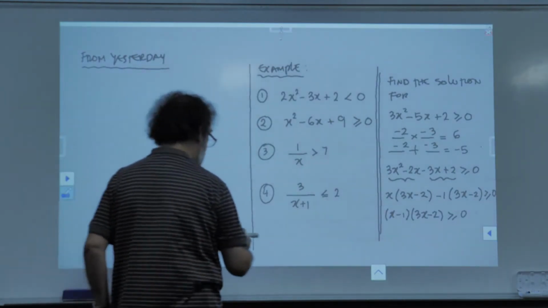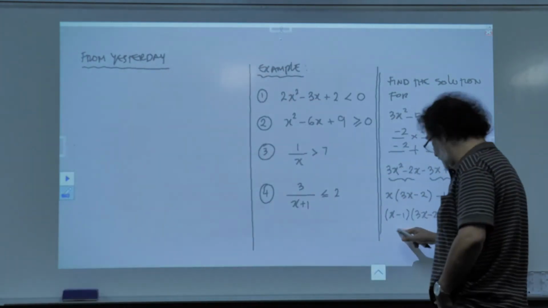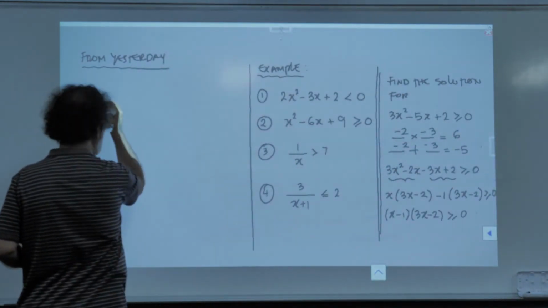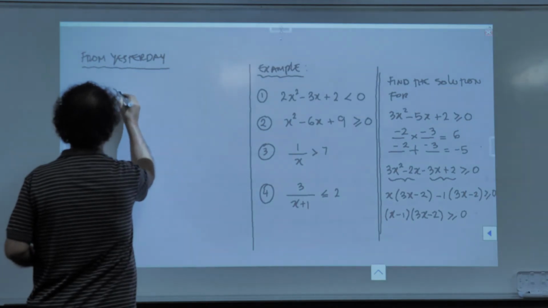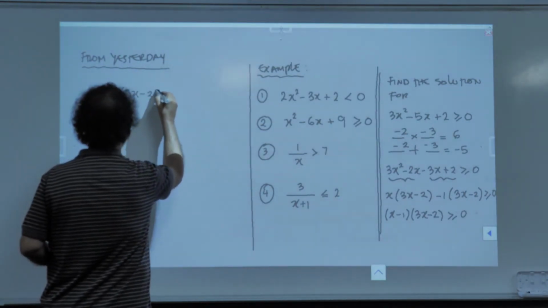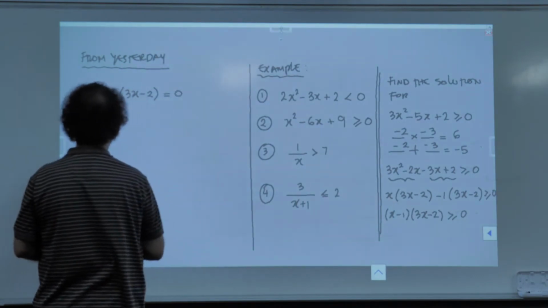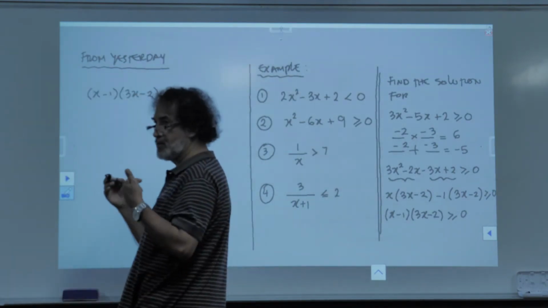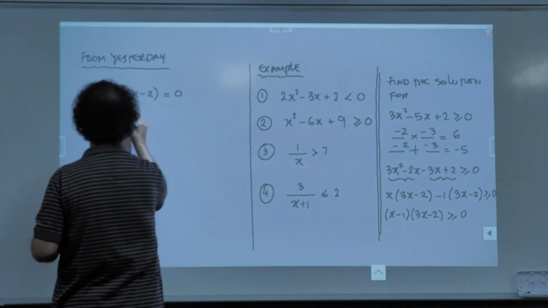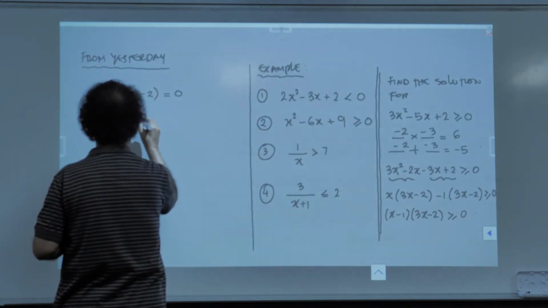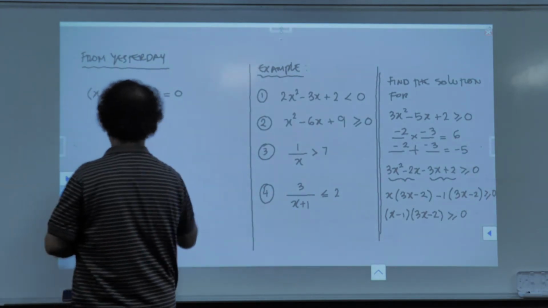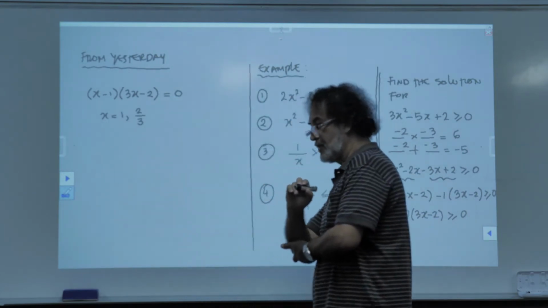Okay, so for a moment, we're going to just pretend that this is a normal quadratic equation. So we're going to say (x minus 1)(3x minus 2) equal to 0. And from here, we're going to have two solutions. So we're going to have x is equal to positive 1, and x is equal to 2 over 3. All right?